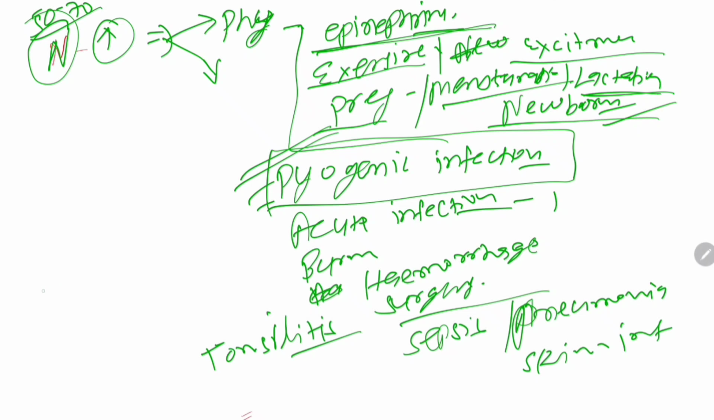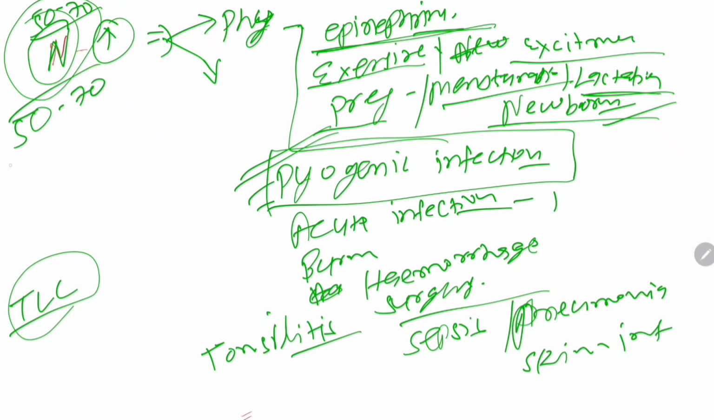With clinical history and examination, if you see the DLC, it will give you an idea, and if you do the TLC count at the same time, that will give you a better picture. So here we are clear: if the neutrophil count is 50 to 70%, that is normal. If the count is more than that, it is increased because of physiological conditions like epinephrine injection, exercise, excitement, pregnancy, menstruation, lactation, and newborn. These things we have to consider.